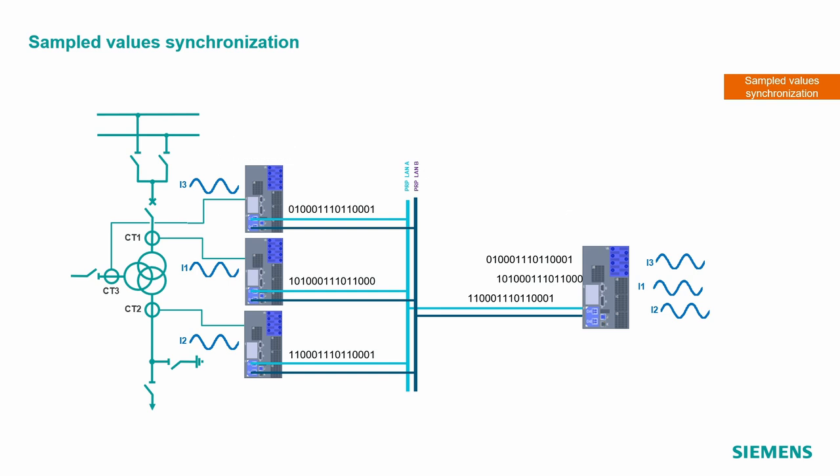And if the device doesn't do any special consideration and only compares these 3 values, then it will see a failure. But we know there is not a real failure in the system. This difference is caused by a delay in the transmission or even in the processing in the merging unit. So we need to avoid this type of effect, and for that we use the sampled measured value synchronization.